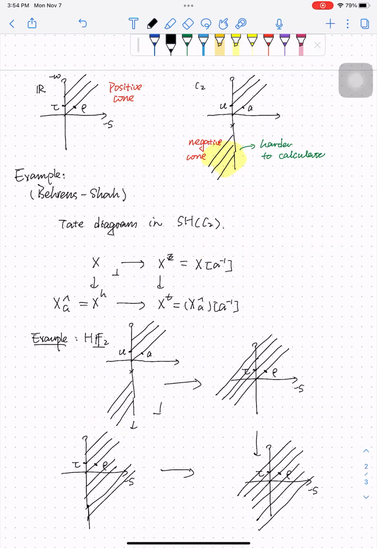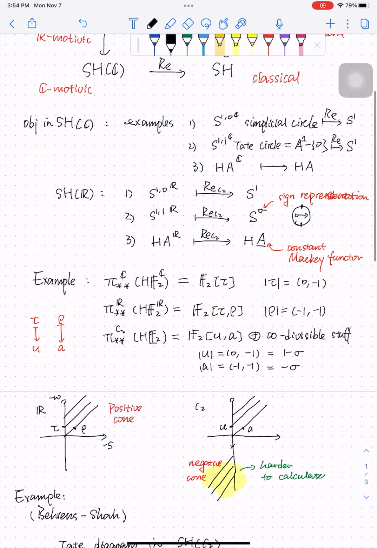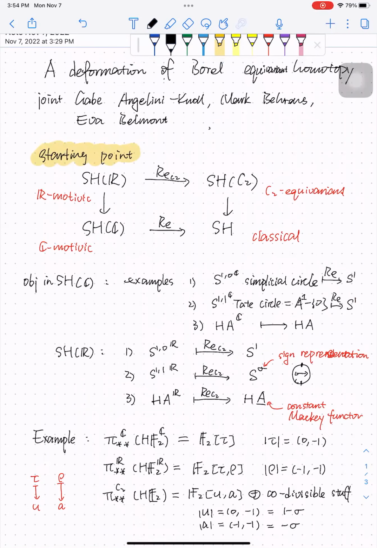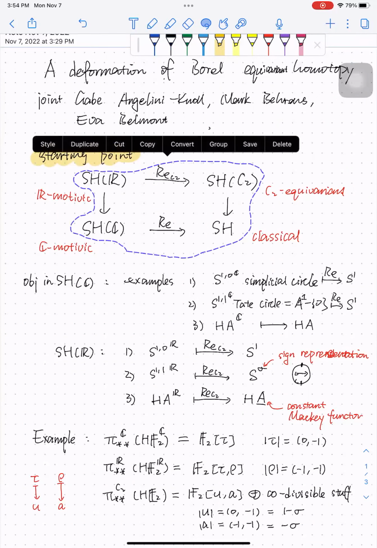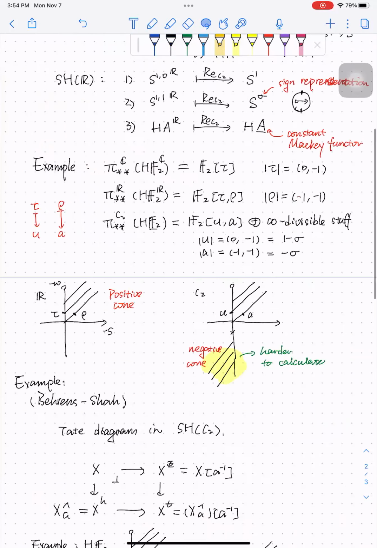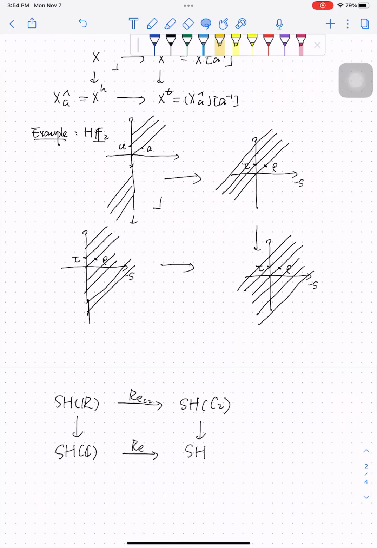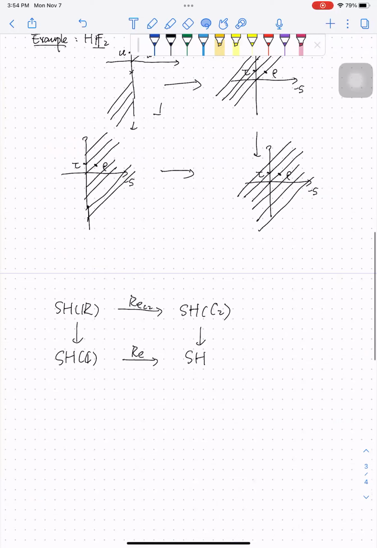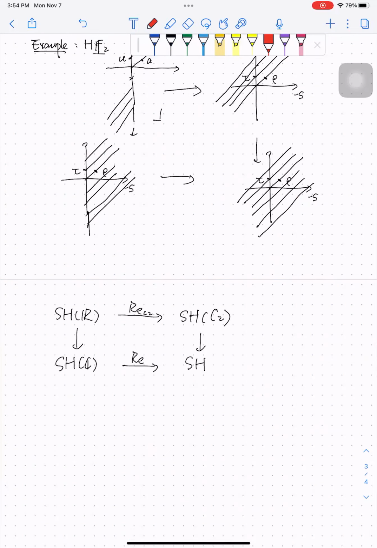And now let's get back to this diagram. Let me duplicate it. So we see that we do the R calculation first and use that to recover the C2 calculation. And now our question is that, okay, if we don't want just the C2 calculation, we want CP, then what is the analog of this R-motivic category?